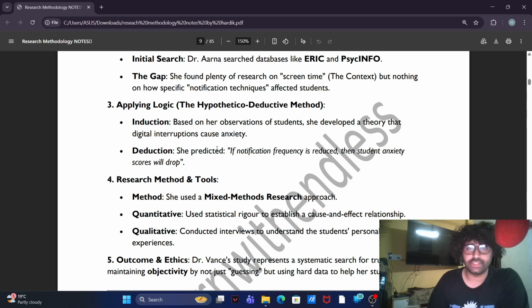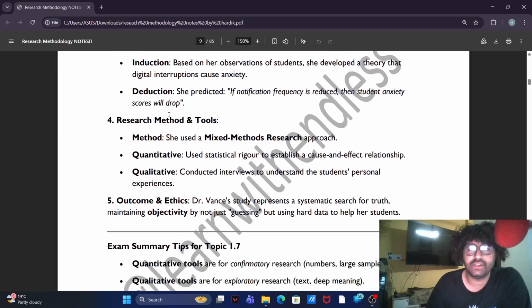By applying logic, the hypothetico-deductive method we have discussed above, she induced, based on her observations of students, a theory that digital interruptions cause anxiety. She reached a deduction: she predicted that if the notification frequency is reduced, then the students' anxiety scores will drop.